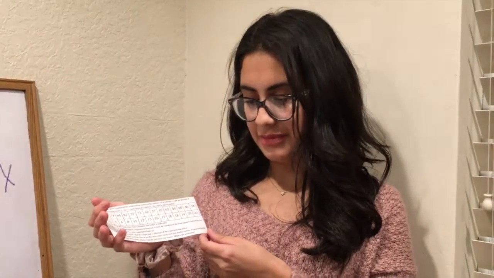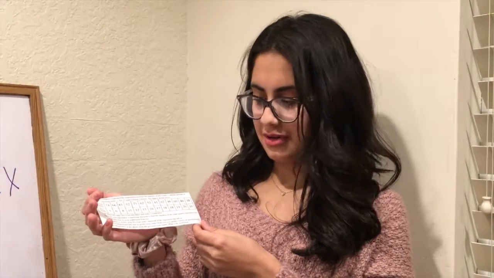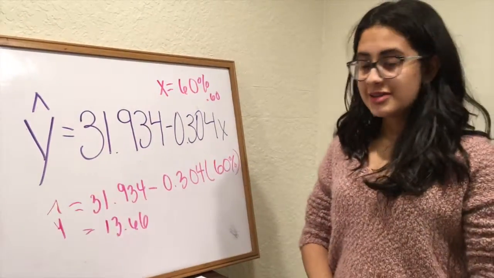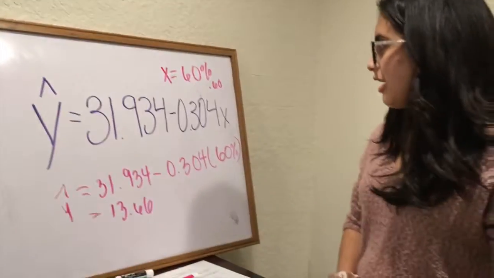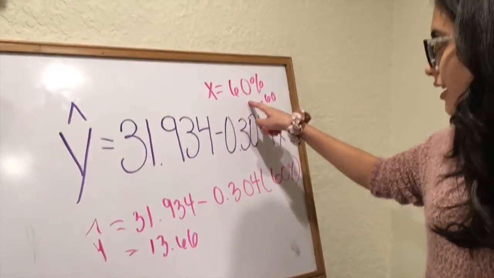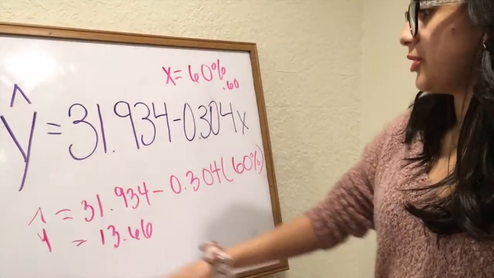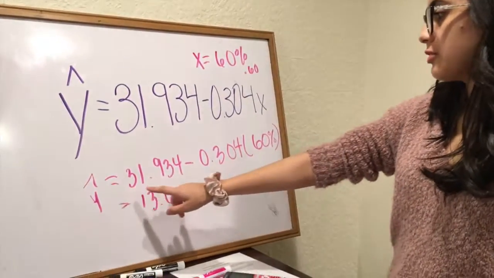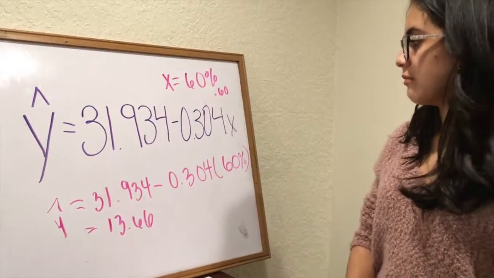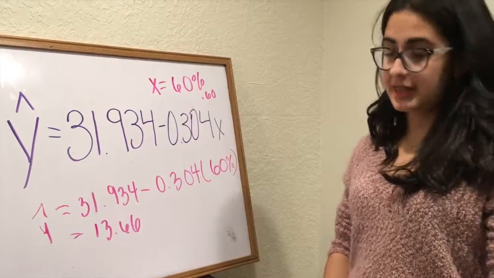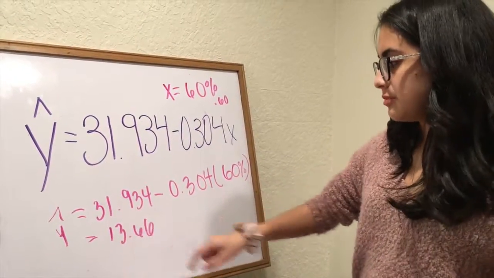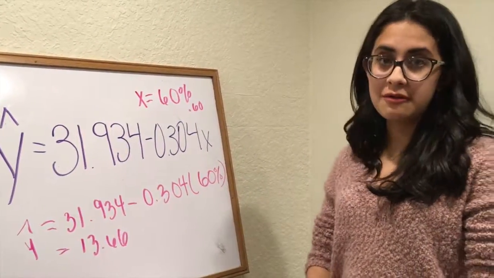Part D asks, an ecologist used a line to predict how many birds will join another colony of sparrowhawks, to which 60% of the adults from the previous year return. What is the prediction? So to solve this question, you would have to plug in the 60% for the x. So y hat is equal to 31.934 minus 0.304 times 60%, which then gives you 13.66, which is approximately 14 new adults.